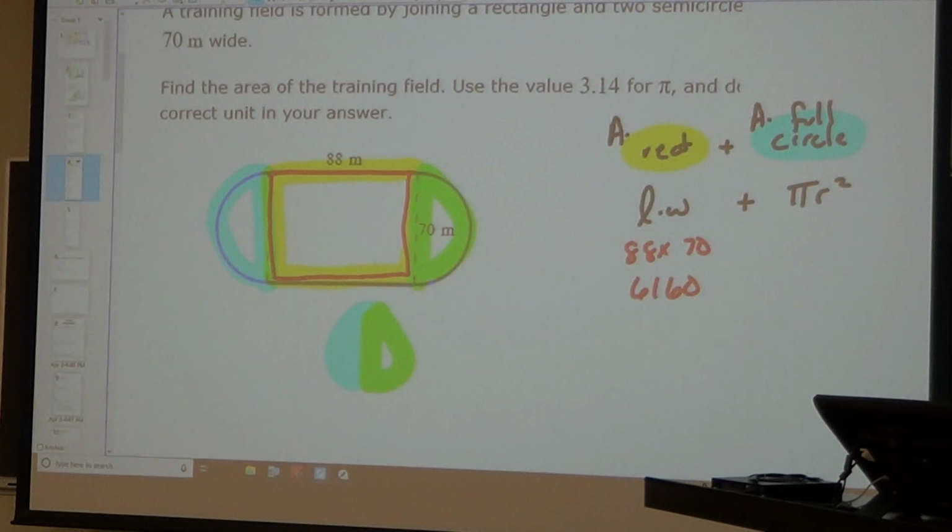That gives me 6160. Now I've got to do the end zones, like up underneath the basketball zone or whatever you call it. So if I take this piece, which is here, and I take this piece, which is here, it makes a full circle. Now, that 70 is called the what of the circle? When you go from one side of the circle to the other side of the circle, what is that called? That is the diameter. We need the radius. You gotta divide by 2. So if you take the diameter and cut it in half, that would be your radius. Okay. So your radius is going to be 35.